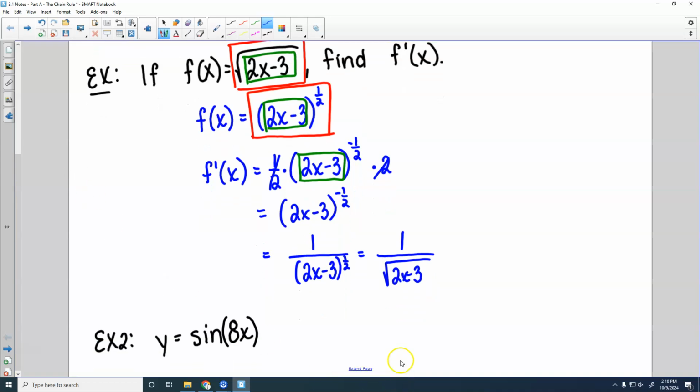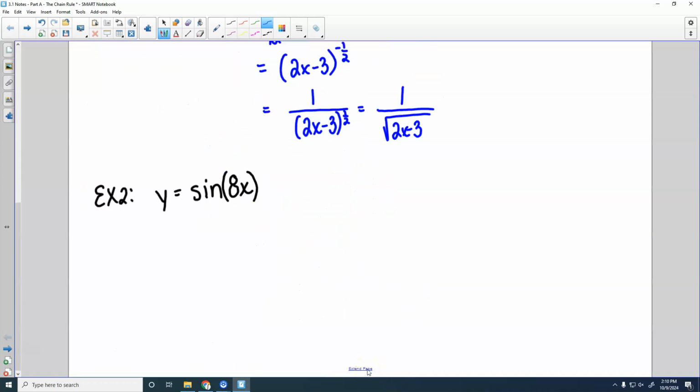All right, let's look at our next one. We've got y equals sine of 8x. So in this case, what would our inside function be? The 8x. And so the outside that we're taking the derivative of is the sine of something, right? So when we take the derivative of this, y, we can call that dy/dx, you can call it y prime if you want. Either one of those are the same.